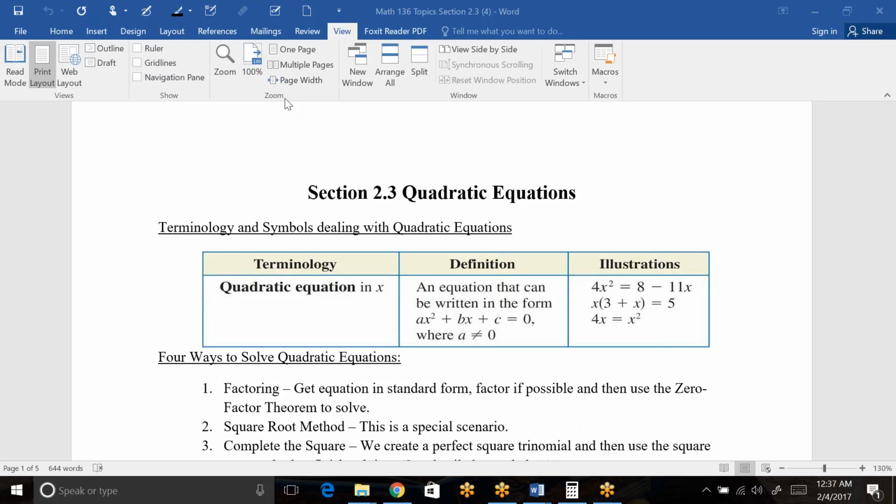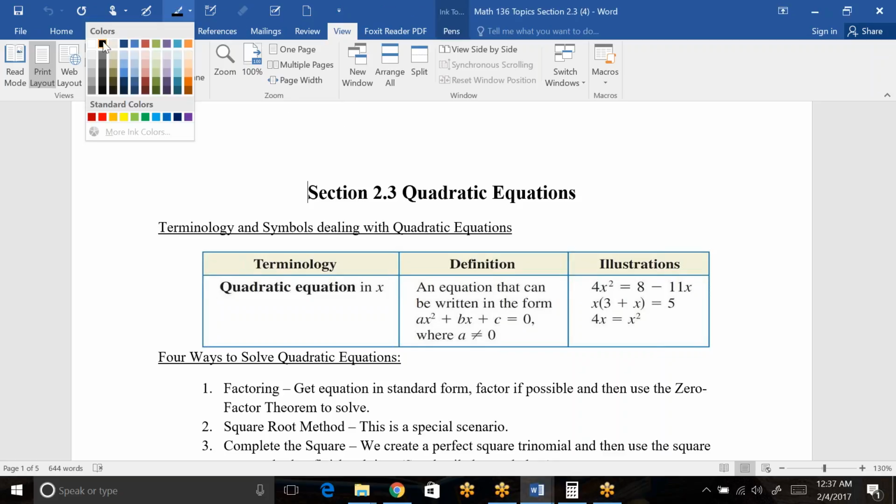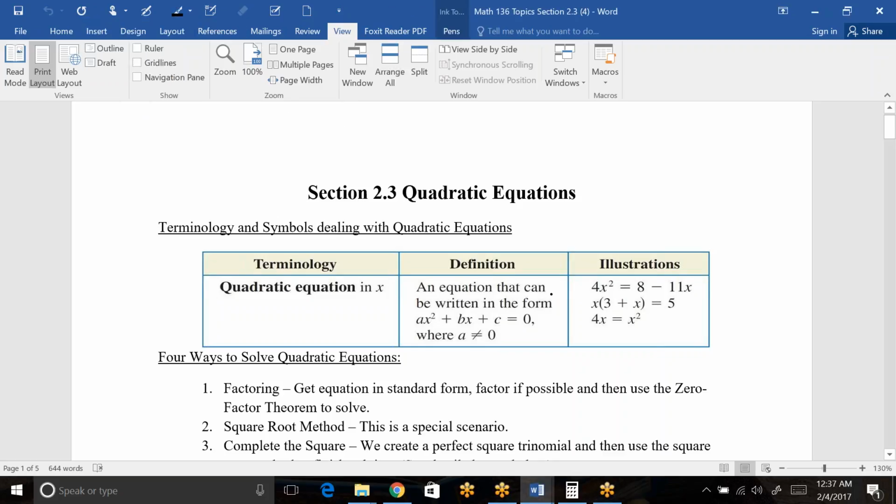So if you remember, we talked briefly in class last week about quadratic equations, the equations that have x squared as their highest power. So the definition is an equation that can be written in the form ax squared plus bx plus c equals 0, where a has to actually exist. So you do have to have the x squared term.